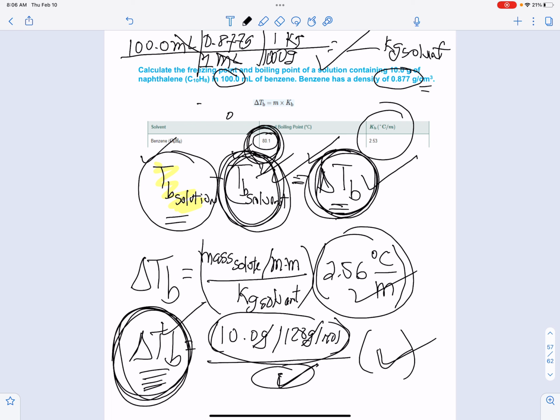So all you have to do is the math, which you should master. That's just basic arithmetic. If not, come to my office so we can work on it. And that's how I would find the boiling point of the solution. If you get a boiling point less than 80.1, you did something wrong, because we're looking for boiling point elevation. The boiling point of the solution should be higher than the boiling point of the solvent, which is benzene. If we were doing a freezing point, then it should be lower, because we're looking for freezing point depression.